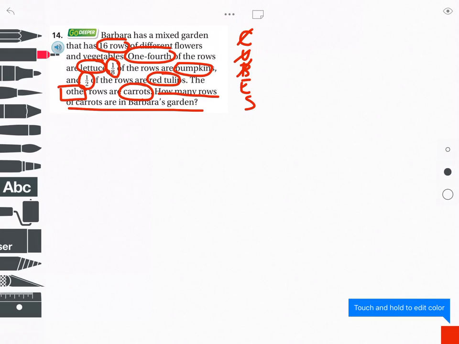Now I'm going to evaluate. So I'm going to take my notes like I love to do, and I'm going to think about the different types of flowers and vegetables that are in Barbara's garden. So I know that there is lettuce. I know there are pumpkins. I know there are red tulips. And I know there are carrots. I also know that there are 16 total rows.